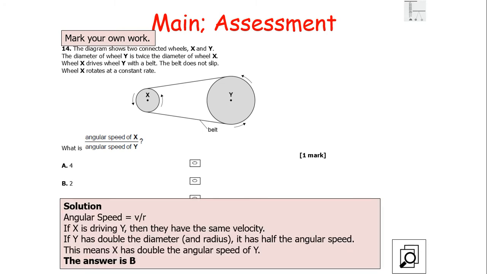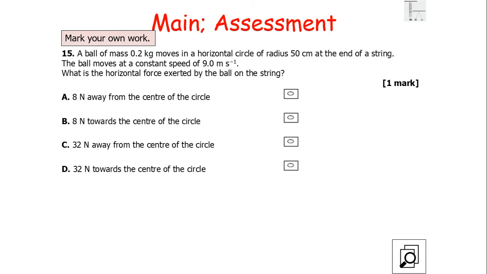If you think about it, angular speed is equal to v over r, because we know v equals r omega, so omega is v over r. If X is driving Y, they've got to have the same velocity because they're driving each other. So v is the same. But if Y has double the diameter and therefore double the radius, by looking at this equation, it's going to have half the angular speed. This means X has double the angular speed of Y, so it's 2 to 1. The answer is B.